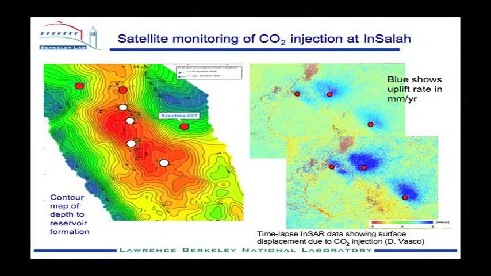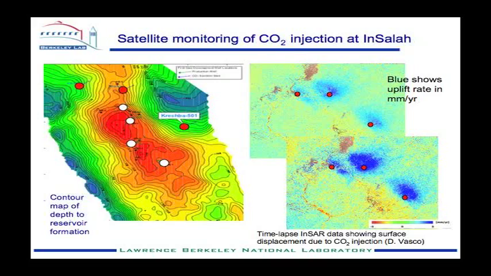Another interesting thing that was done in our division by Don Vasco is using satellite radar interferometry data to monitor the CO2 injections in northern Algeria. This is a desert area with no vegetation, so you can see uplift of the surface very clearly. The blue shows the uplift rate in millimeters per year. Red is where the injection wells are, and you can see that it can detect the uplift due to the injection of CO2 at depth.